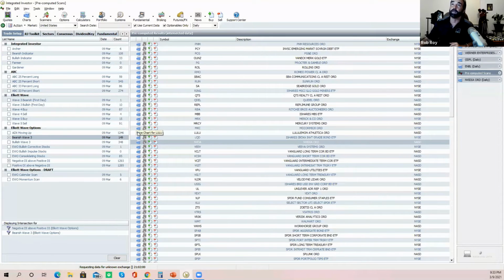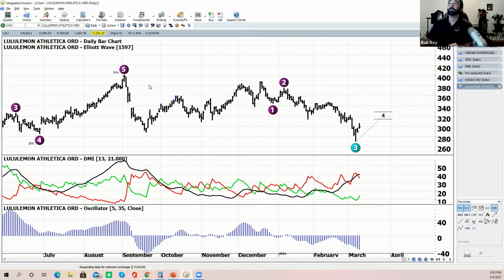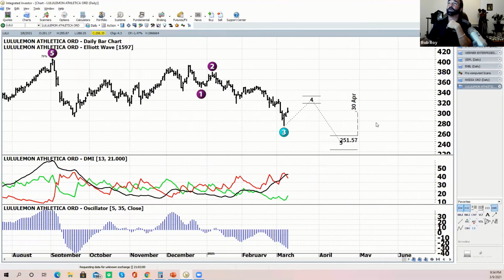Here's another one that catches my eye, LULU. Another one that was, not too long ago, I mean, last year with the whole fit leisure craze or athleisure craze that they talked about, where everybody's staying at home because of the pandemic and everything shut down. People were ordering athleisure wear to wear at home, and they took off to the upside because they expanded their men's line. They've always been known for ladies' yoga pants, but they expanded their men's line and the stock took off. Well, now it's in a wave 3 to the downside.